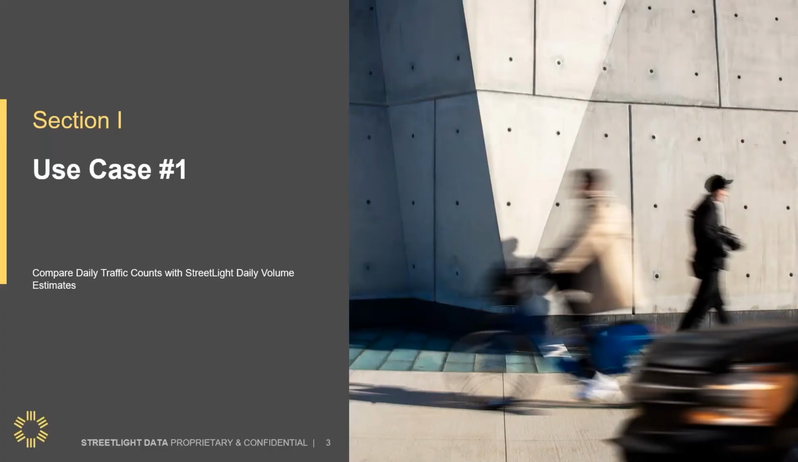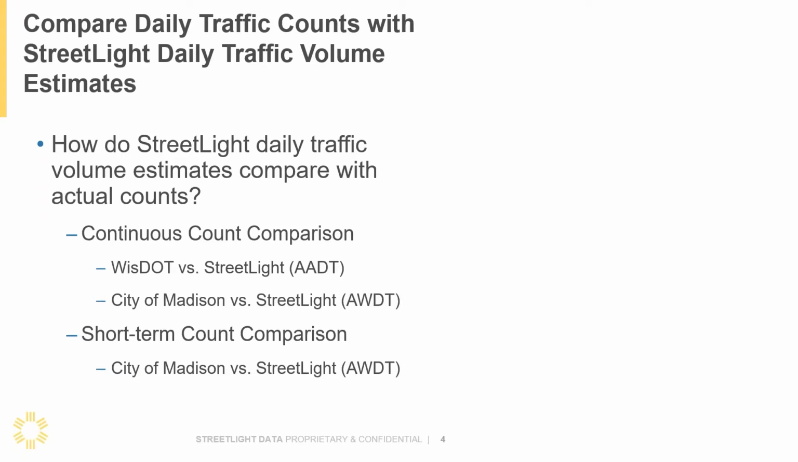So in use case number 1, we compared daily traffic counts with StreetLight daily volume estimates. The importance of having accurate data for various different planning purposes is basically the point I was trying to make. What we did is compared WisDOT counts and Madison counts with the data from StreetLight.